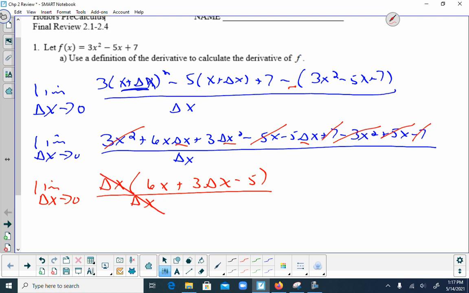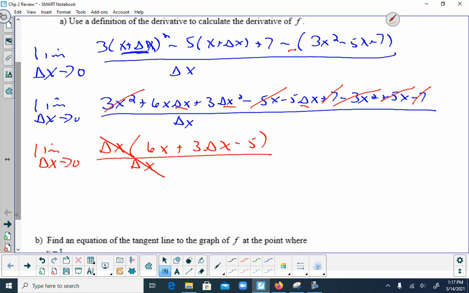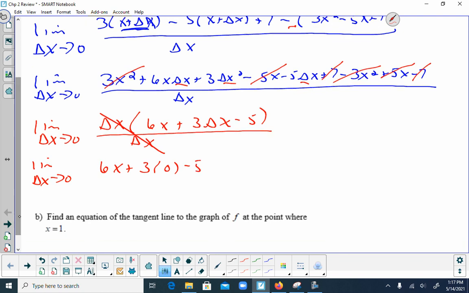Now I can see that the delta x's will simplify because now it's a factor. I'm going to take the limit as delta x approaches 0. 6x, and in place of that delta x, I'm going to write 0. And so that means my final answer, or my derivative of this function, is going to be 6x minus 5, which we knew, but that's the work to show it.